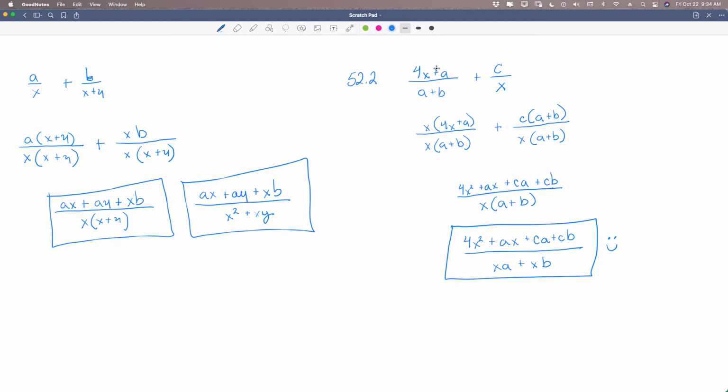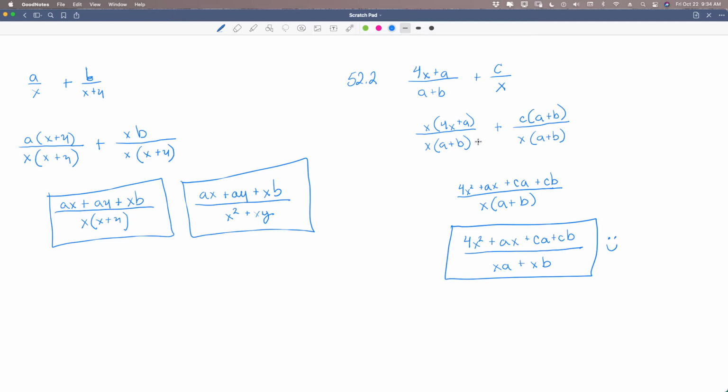So then I looked at this fraction and I said, well, I already have a plus b here, so I need to multiply everything by x in order to get that common denominator. So I multiplied the top and the bottom by x, which gave me x times 4x plus a and x times a plus b. And then over here, to get the common denominator, x times a plus b, I had to multiply everything times a plus b. So I multiply the top by a plus b, and I multiply the bottom times a plus b. That reminds you of the rule we went over, right? That's what we've been doing.